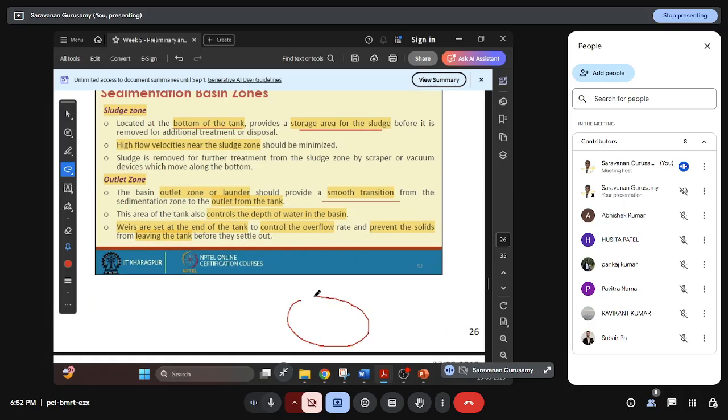We can also use a weir. If it is a circular settling tank, water comes through the center, gets settled, and goes out from the periphery or circumference through a kind of weir. V-shaped notches will be there. So that's the outlet zone in the circular tank.